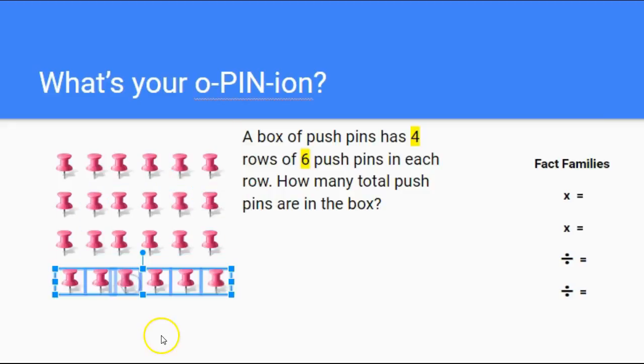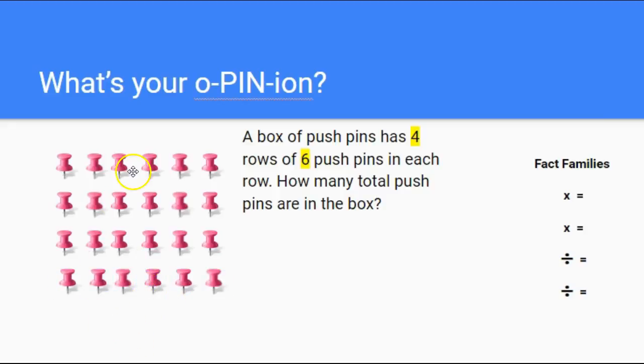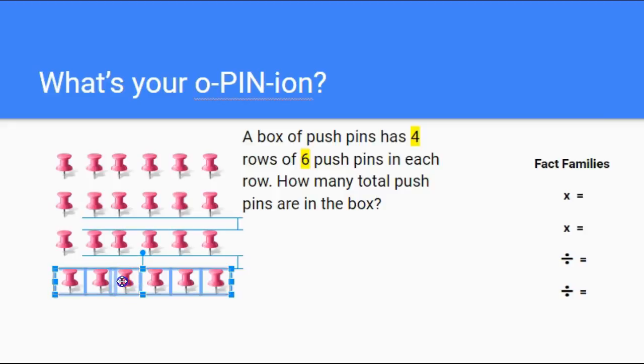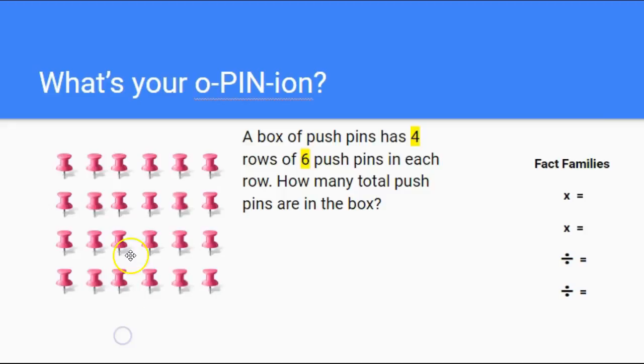So, oh, wait, let's line it up. Work on precision here. There. Much more precise. All right. Not too bad. That's pretty much aligned. I probably could have done a little bit better. If I click on Control Z, that allows me to go to the undo button. And now, wow, those look nicely lined up into a beautiful array. Here I have 4 rows of 6 push pins.